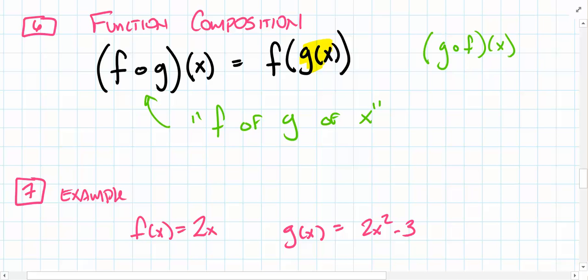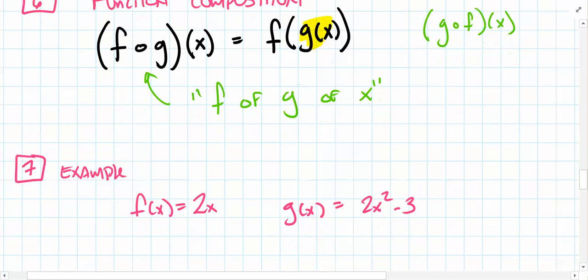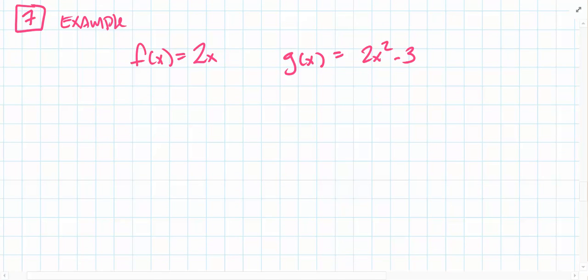Okay, so let's do an example together, all right? I've given you two functions. I've given you 2x, and I've given you 2x squared minus 3. All right. So let's do this. Let's find number 1, f of g of x, and number 2, let's find g of f of x.